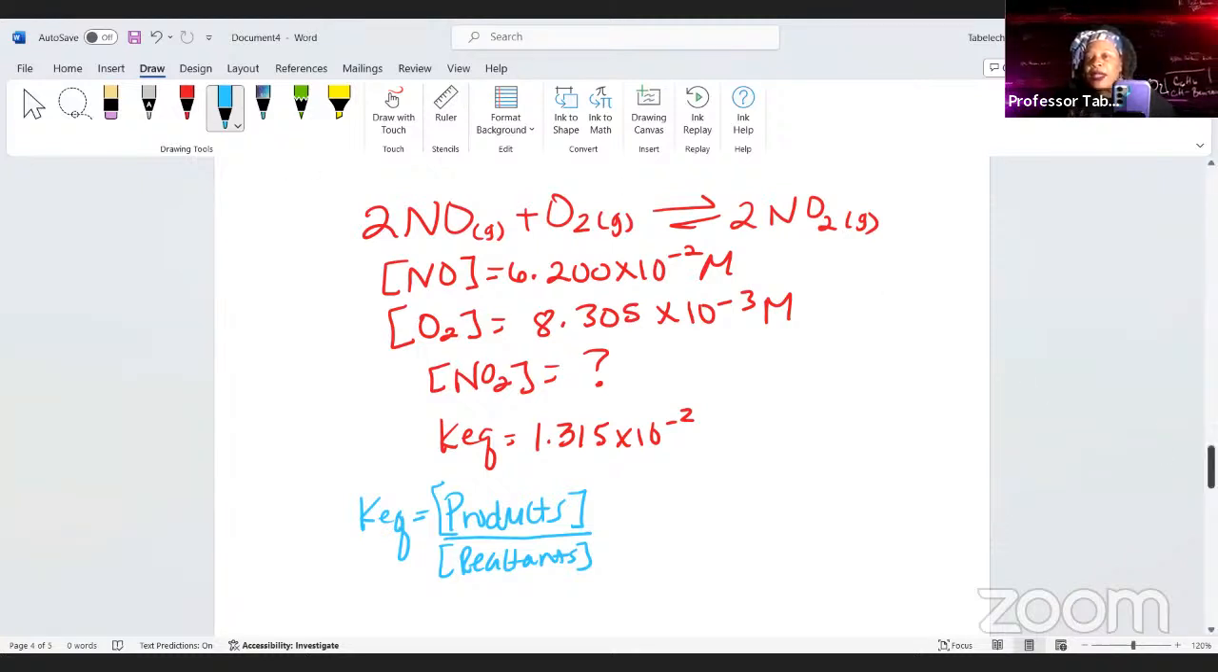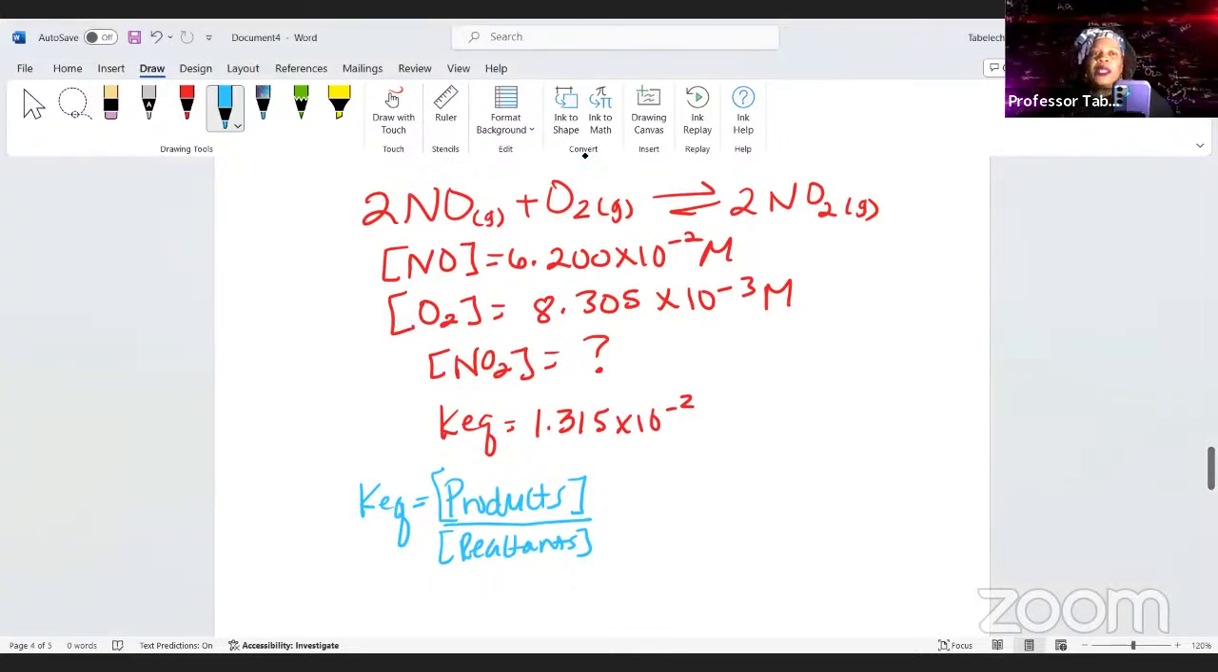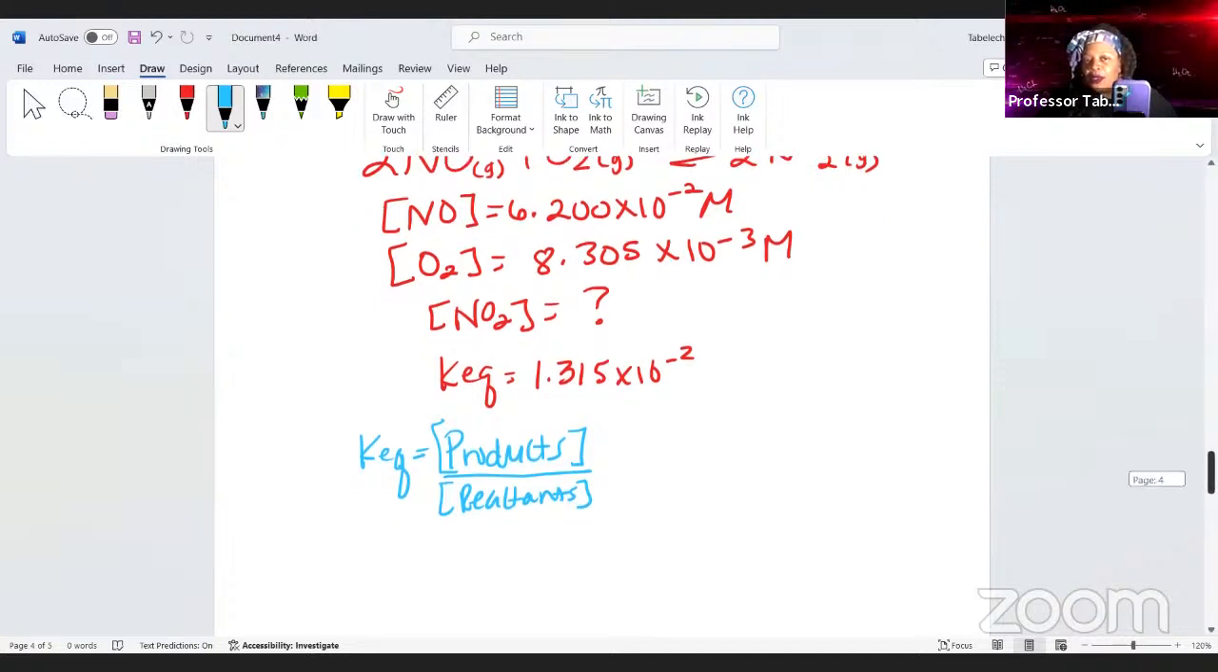And in this particular case, they have given us clues of what they want us to do. So remember, this is your reactant side, and then this is your product side. They told us that our KEQ for this one was 1.315 times 10 to the negative second power. That's equal to my product. Remember, the product is what you're looking for. In this case, it is NO2 squared.